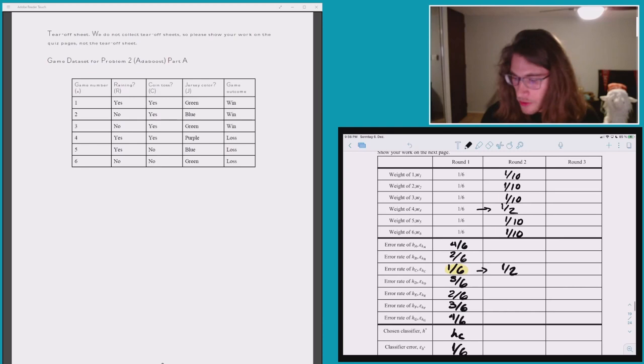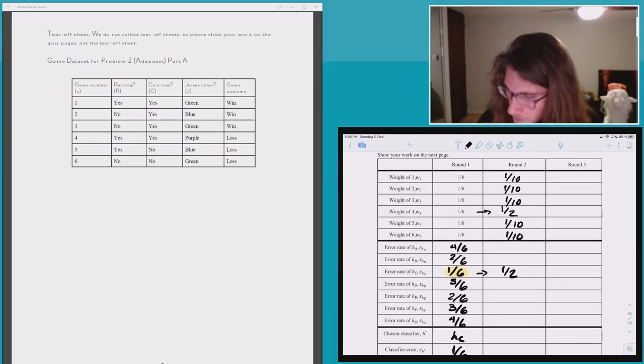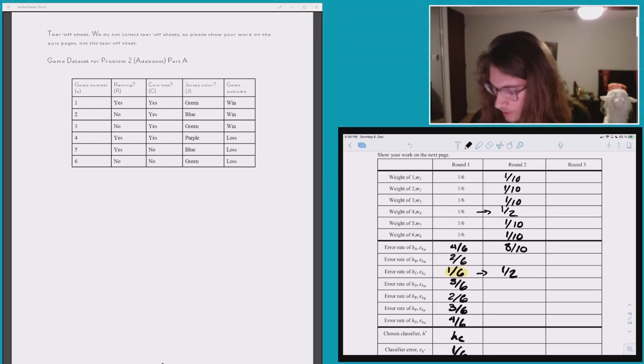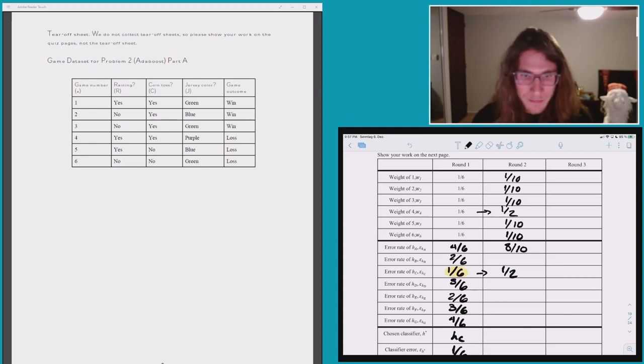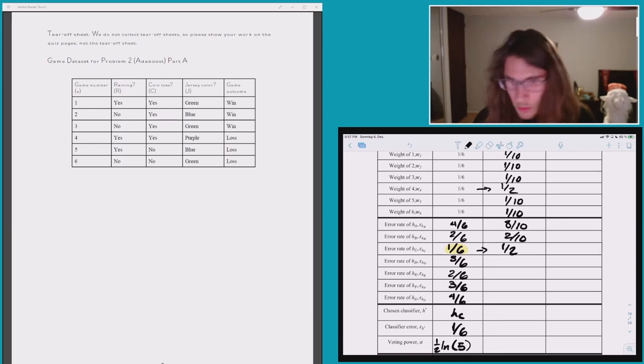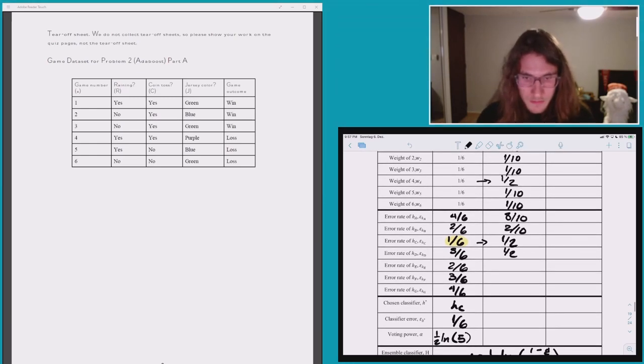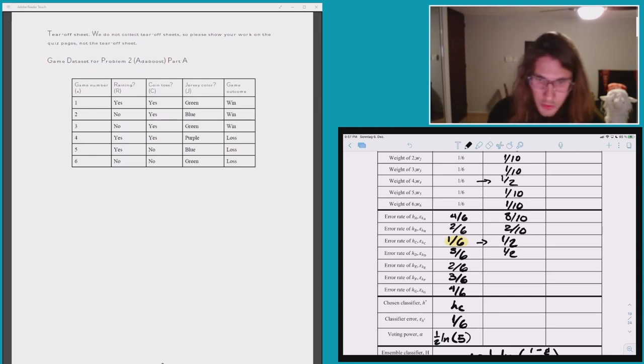Okay, so now I have to calculate the error rates once again. So this is 8/10, because it misclassified point 4 in addition to 3 more points. And then the opposite of that in the bottom classifier is 2/10, or 1/5. Then I have 1/2 in HC, which also means HD is going to be 1/2. And let's see, HE is going to misclassify 2 of the points that have weight 1/10, which means, whoops, this is going to be 2/10.